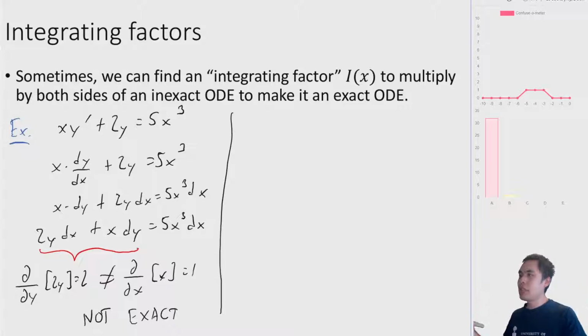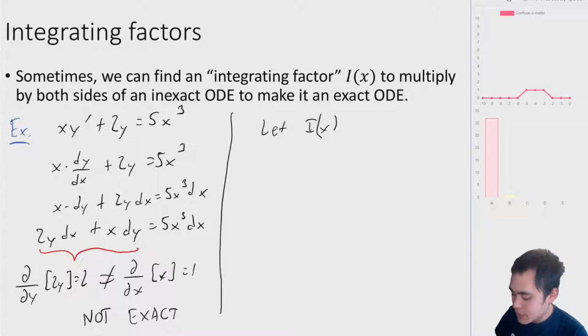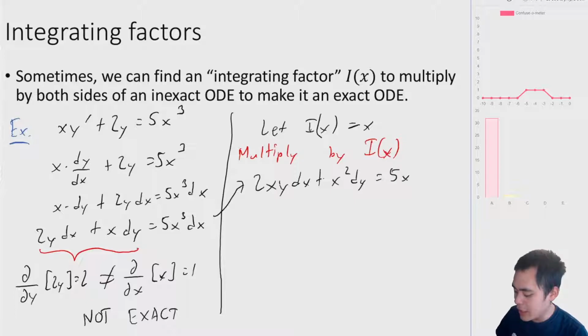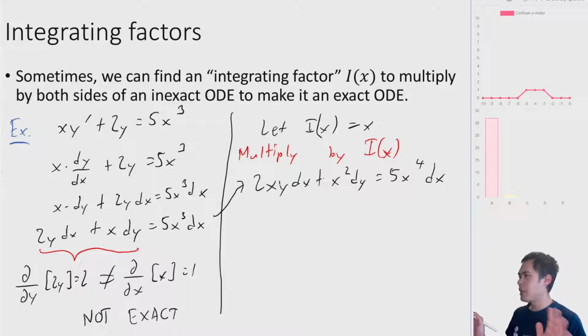But now let me just introduce a magical function. Let I of x be equal to x, and what we're going to do is multiply by I of x on both sides. And so then if you go from here to here, you end up getting 2xy dx plus x squared dy is equal to 5x to the fourth dx. Okay, did everyone understand that step? I just took the entire thing and multiplied everything by x.